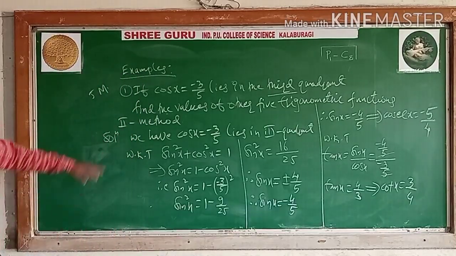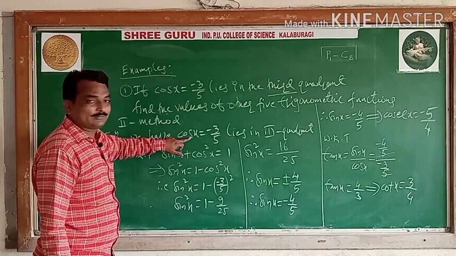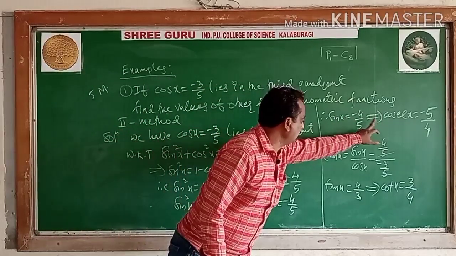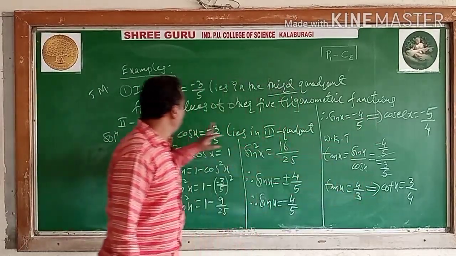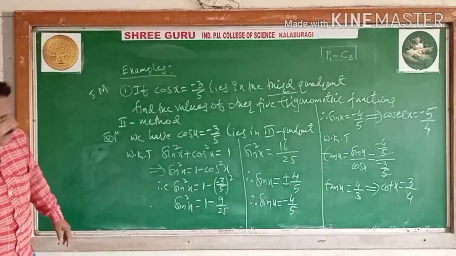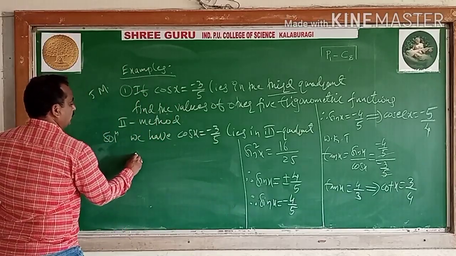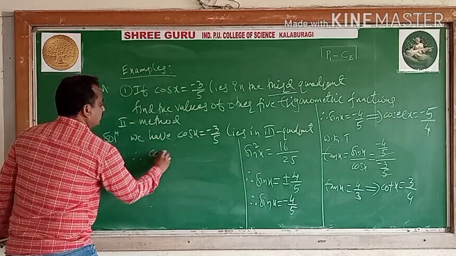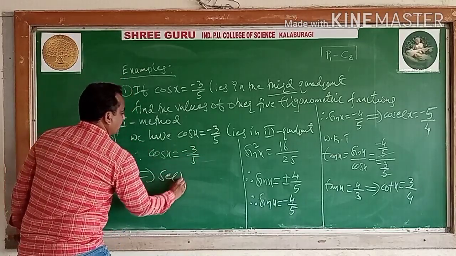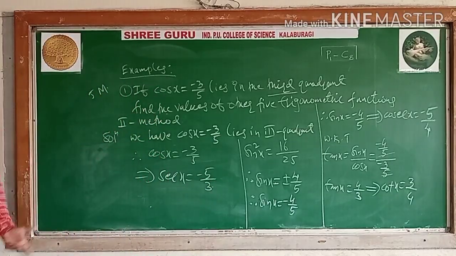So this is about the 4 functions. What will be the fifth function? Cos x is there. You have calculated sin x, cosecant x, tan x, and cot x. What remains is secant x. Secant x is the reciprocal of this value. Cos x equals minus 3 by 5, so the reciprocal function here is minus 5 by 3. These are the 5 functions.